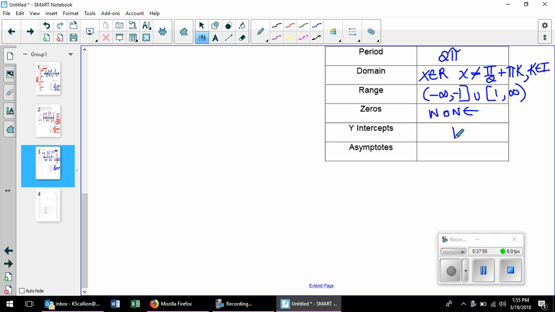Asymptotes. Remember that's your exclusion statement from your domain. So they occur at pi/2 plus pi k, where k is an element of the integers.